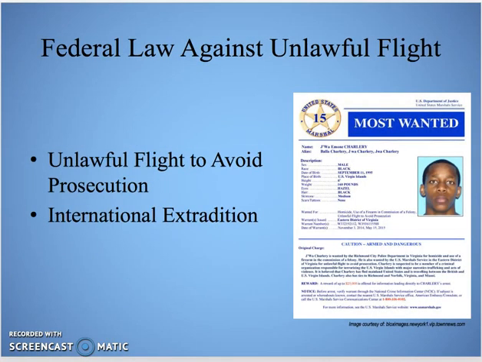Next, we're going to look at federal law against unlawful flight. Congress passed the Unlawful Flight to Avoid Prosecution Act, or statute, which permits the federal government through the FBI to assist in locating and arresting badly wanted fugitives. In most instances, the local prosecuting attorney must agree to handle the extradition proceedings.